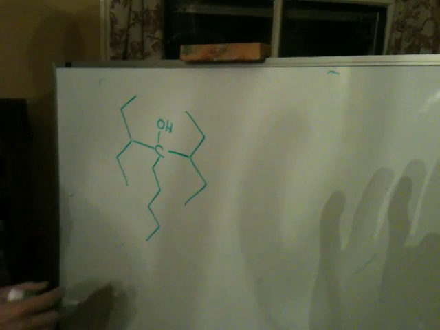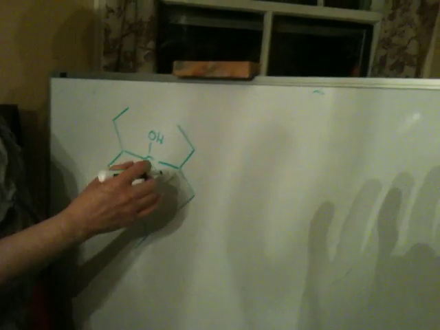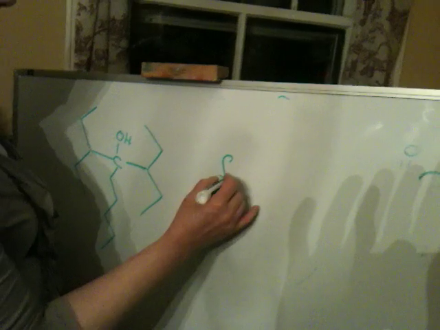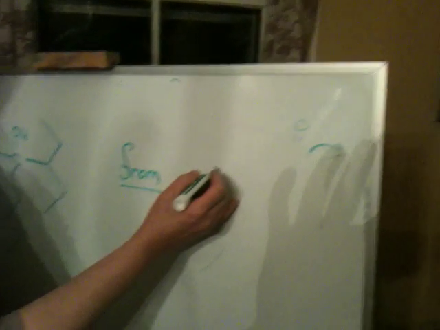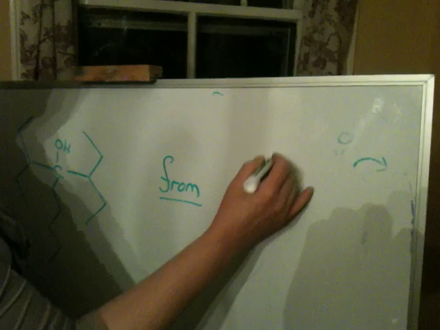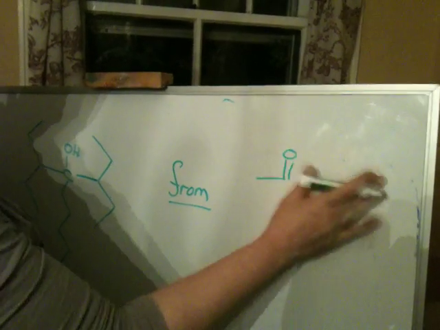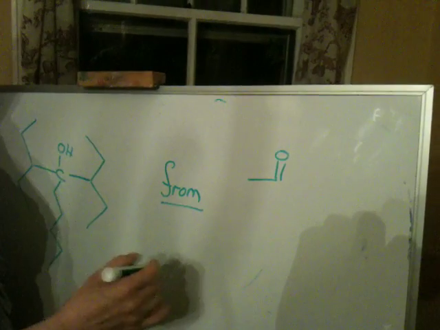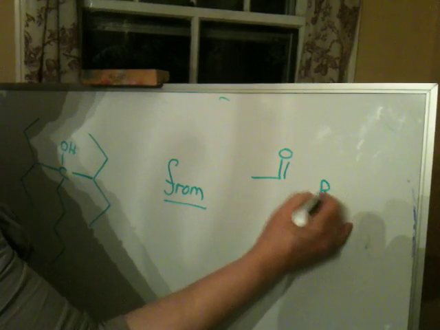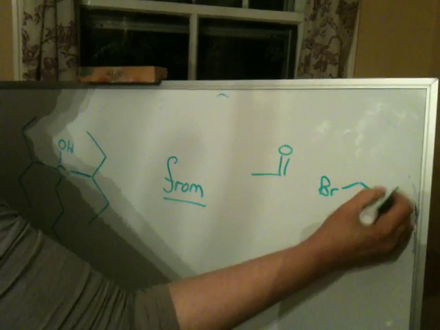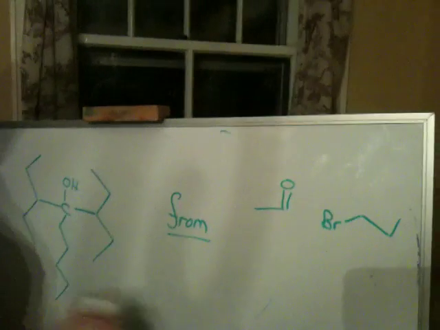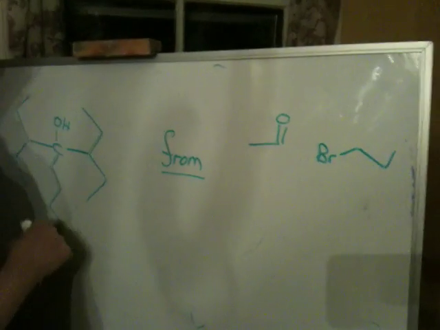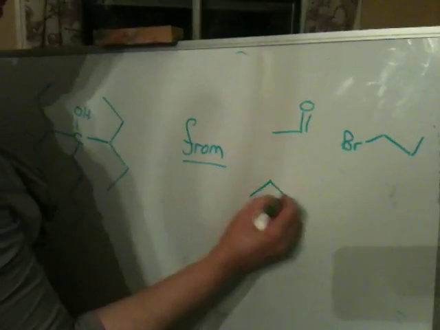Okay, from these little fragments. Okay, so from this aldehyde and this halide, and I'm going to give you an alcohol, so it's 1, 2, 3, 4, 5, 6, a 6-carbon alcohol.